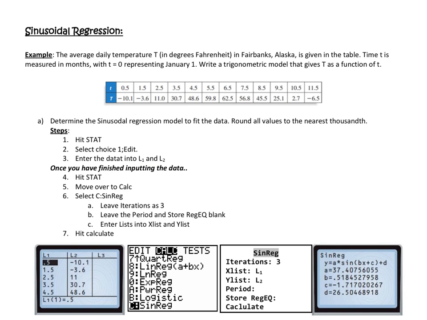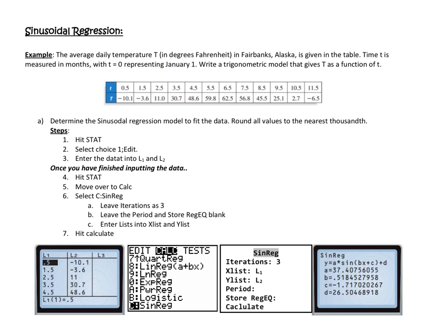Okay, so let's read the example. The average daily temperature T in degrees Fahrenheit in Fairbanks, Alaska is given in the table. Time T is measured in months, with T equaling 0 representing January 1st. Write a trigonometric model that gives T as a function of T. So that gives the temperature, in other words, as a function of time.